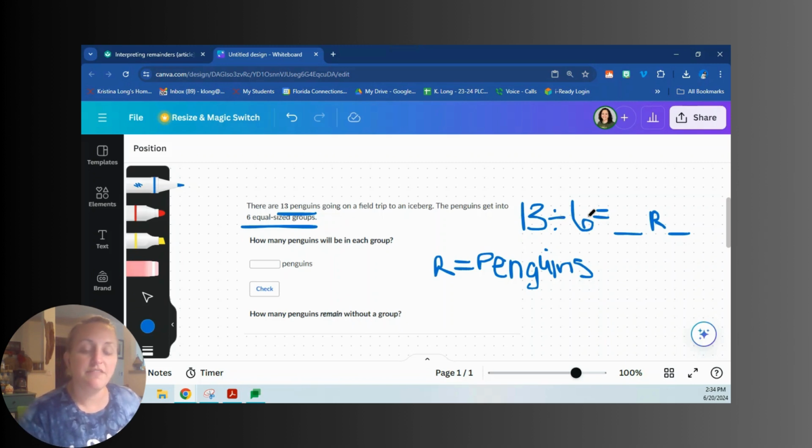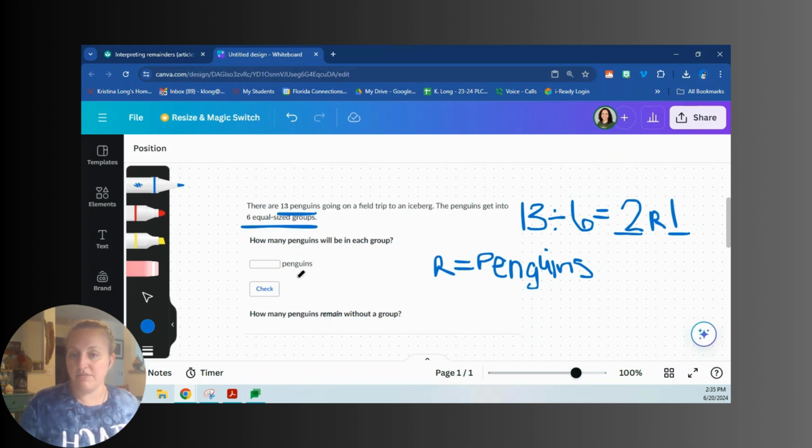So 13 divided by 6. Well, I know 6, 12, right? If I count by sixes, I get 6, 12. 18 would be too many. So I get 2 in each group. And 13 minus 12 is 1.